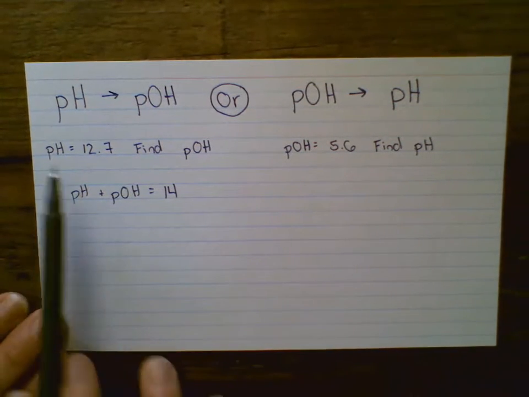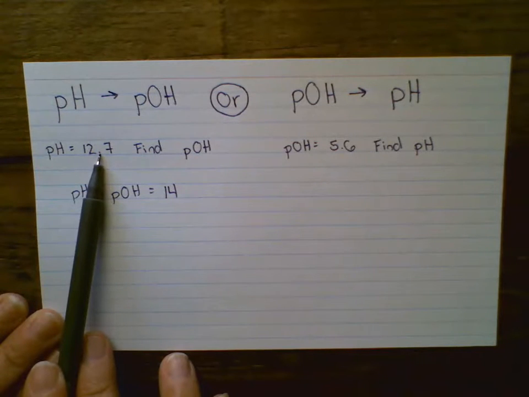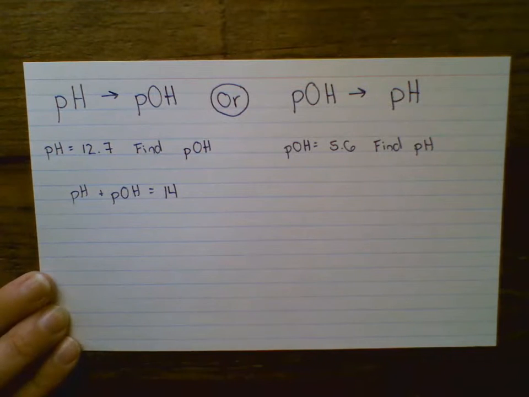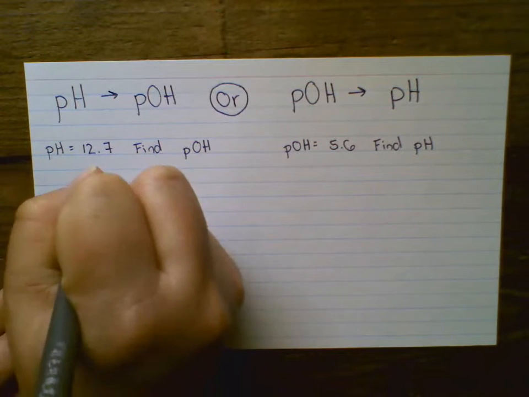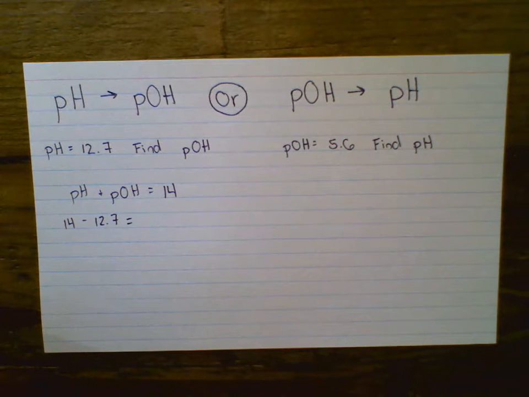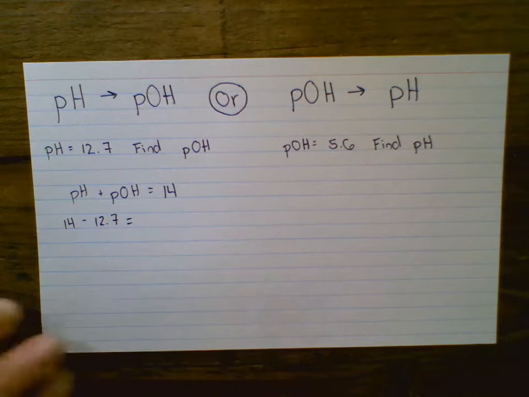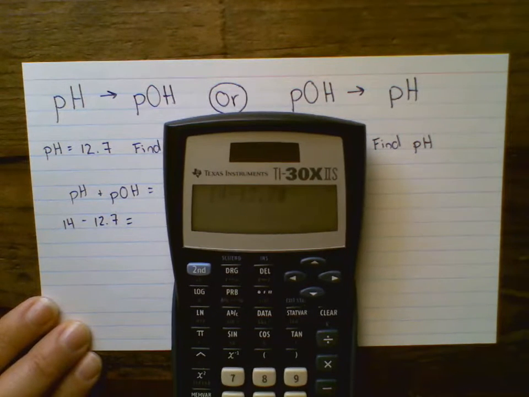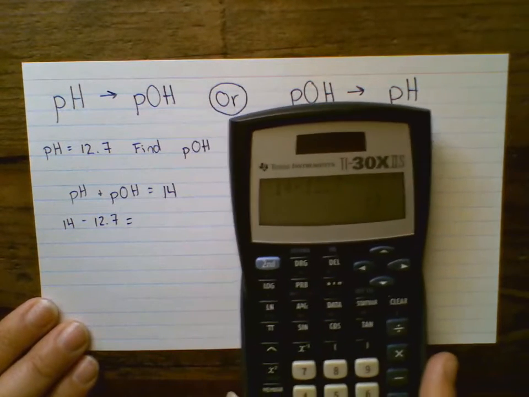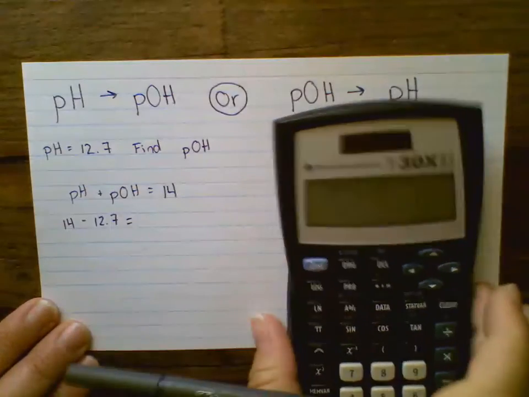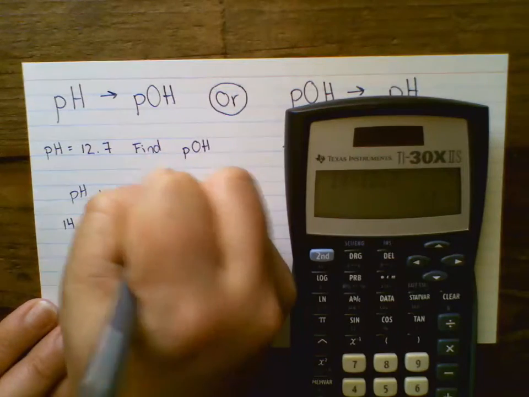So in this case, if we know that we have a pH of 12.7 and we want to find the pOH, we're just going to take 14, subtract 12.7. Could be a great test for your mental math. Also super easy to put into a calculator. You're going to get a pOH, in this case, of 1.3.